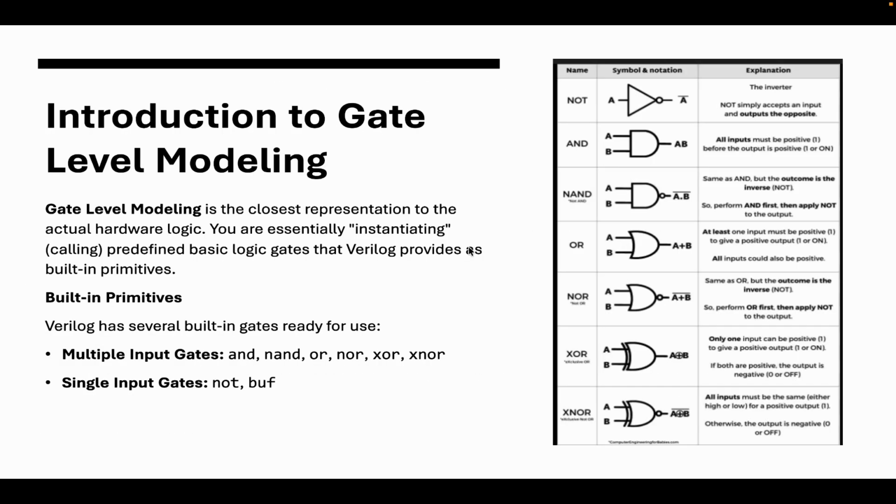Introduction to gate level modeling. As you can see, we have named all of the gates. Gate level modeling is the closest representation to the actual hardware logic. You are essentially instantiating predefined basic logic gates that Verilog provides as built-in primitives. Verilog has several built-in gates ready for use. There are multiple input gates, such as AND, NAND, OR, NOR, XOR, XNOR. And for single input gates, we have NOT and buffer. Because it has only one input and one output, it is called a single input gate.